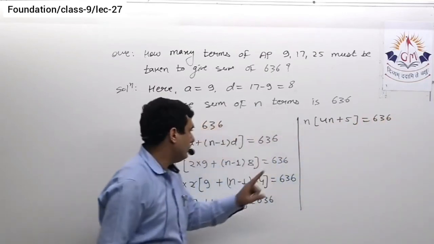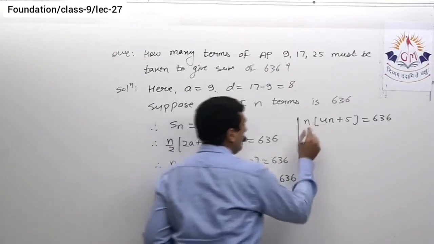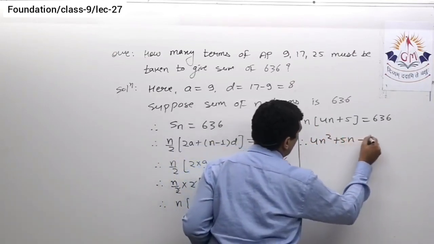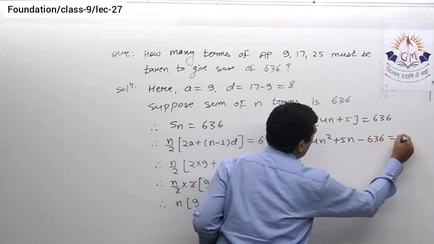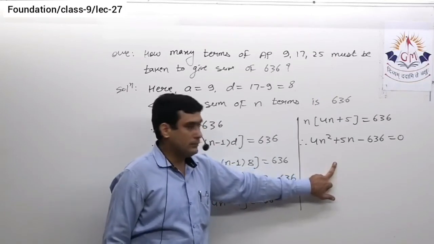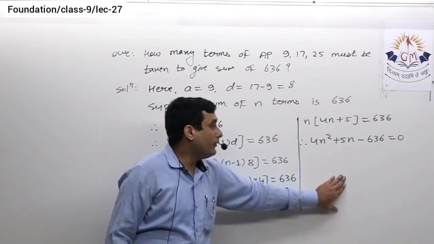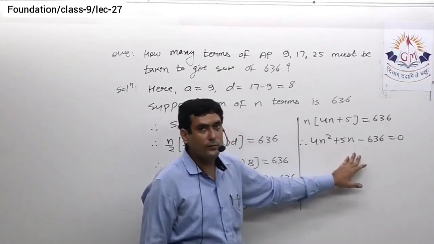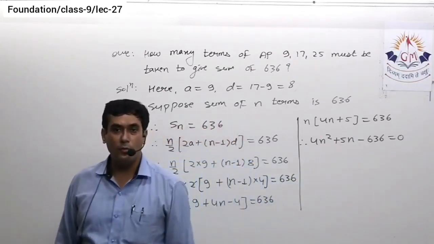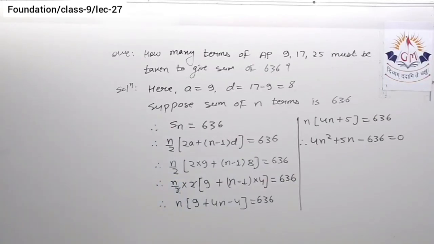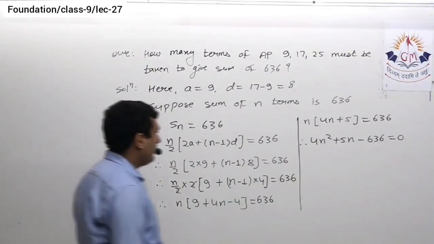Now what I have to do? Multiplication. So here I will get 4n square plus 5n minus 636 is equal to 0. So here actually I got a quadratic equation. Now I have to find the factors of this by splitting the middle term to get the value of n. So think over it for a while, then I will give its solution.